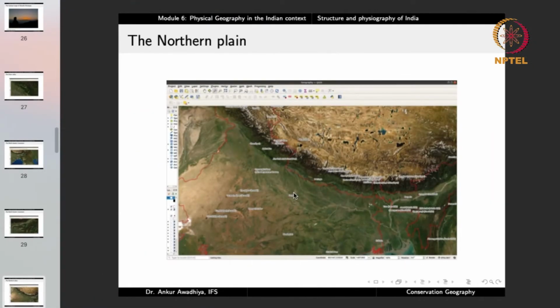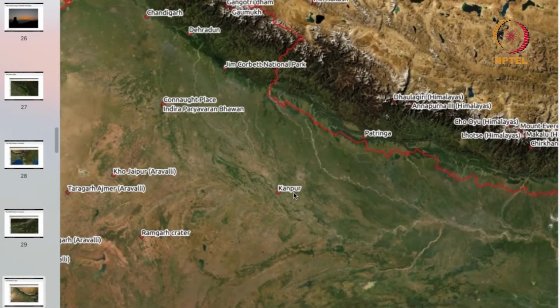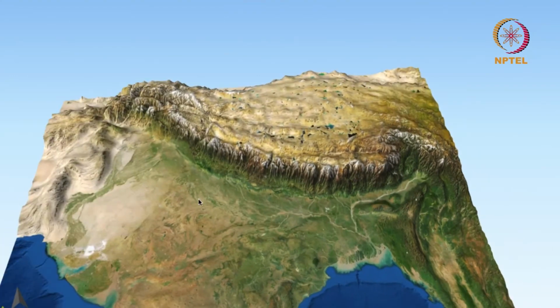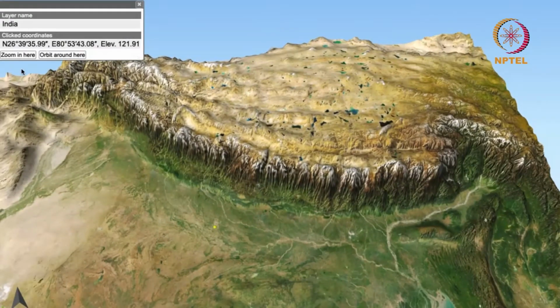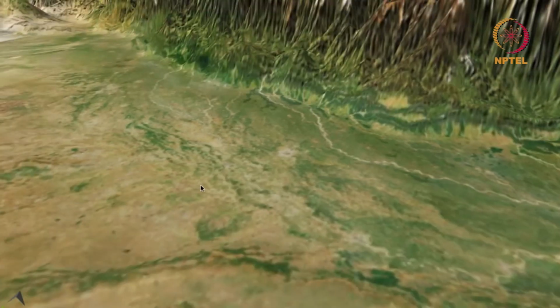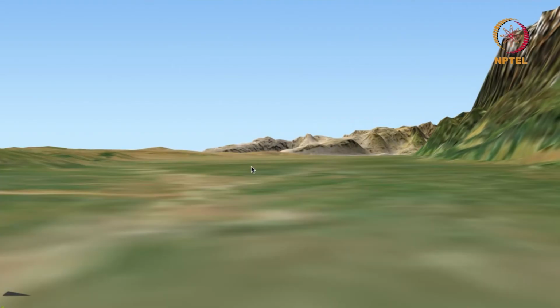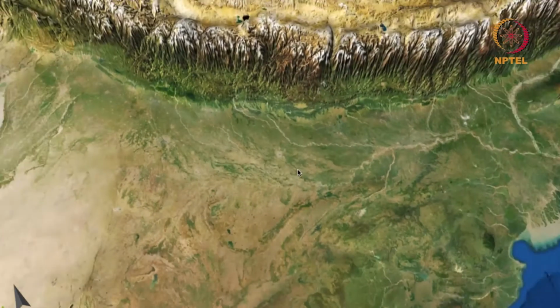Next, we have the next physiographical division, which is the Northern Plains. As against the Himalayas and the northern mountains and the northeastern hills, this region is a very flat land. If we zoom into this area, you can observe that there is not much variation in the heights. This is more or less a flat region, and this region is drained by a large number of rivers.